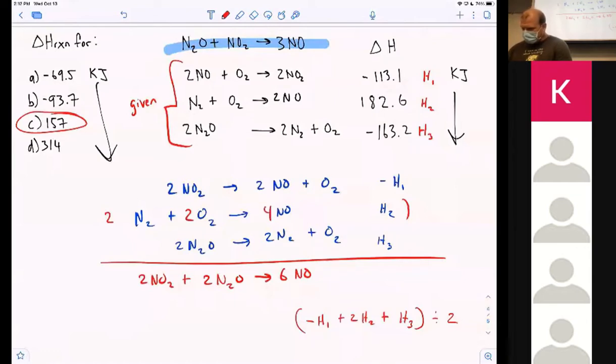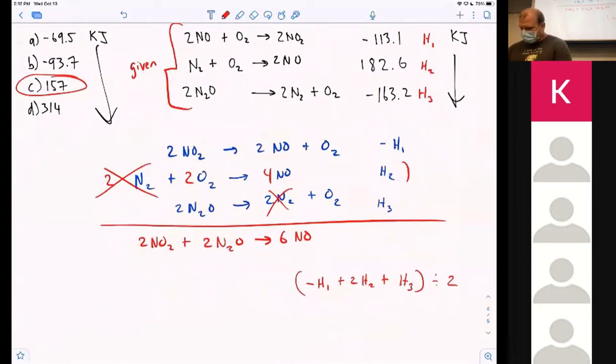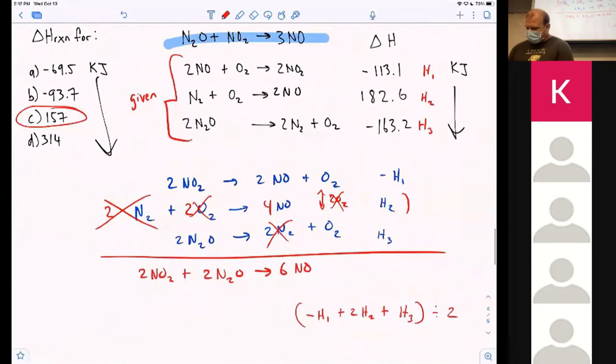Okay, and when you do this, then when you add them together, those cancel, and these is 2 O2. So the O2s cancel, and then when you add the equations together, you get 2 NO2s plus 2 N2Os makes 6 NOs, and your original one is half that. So you have to divide this by 2.